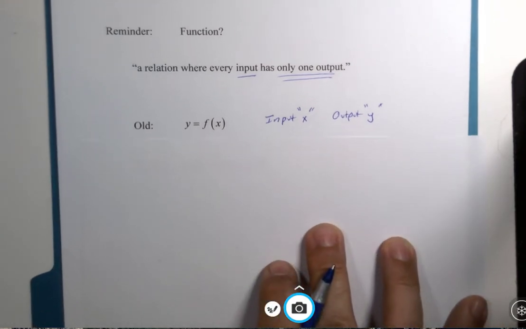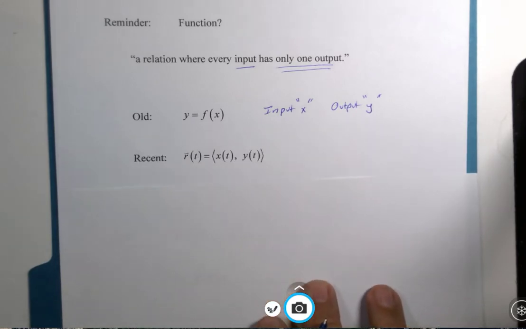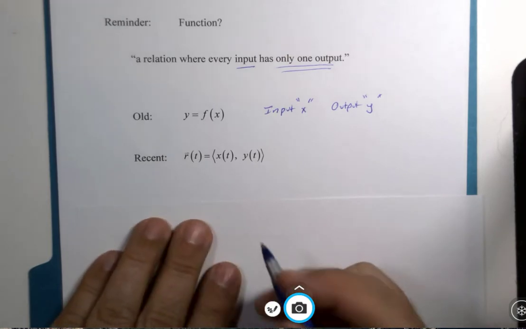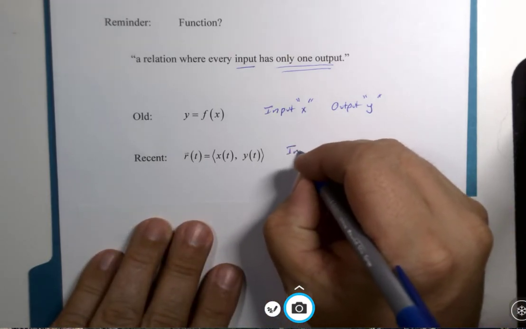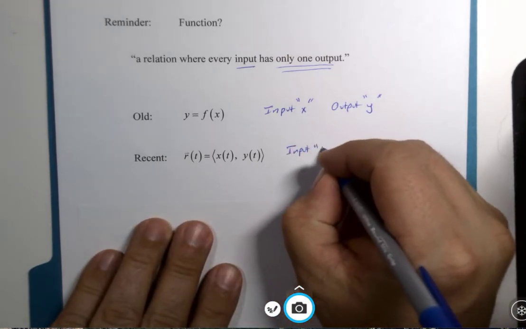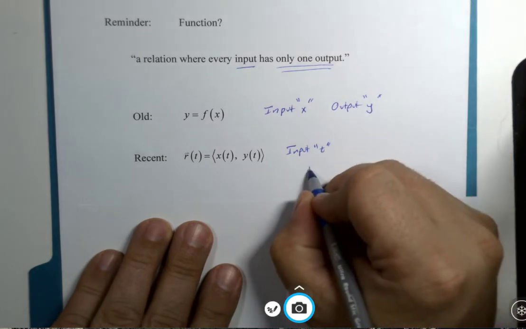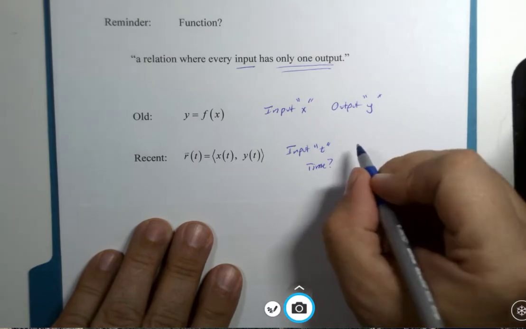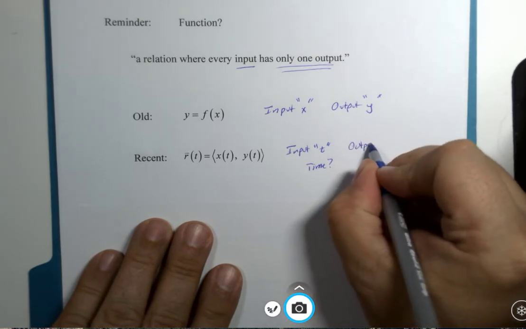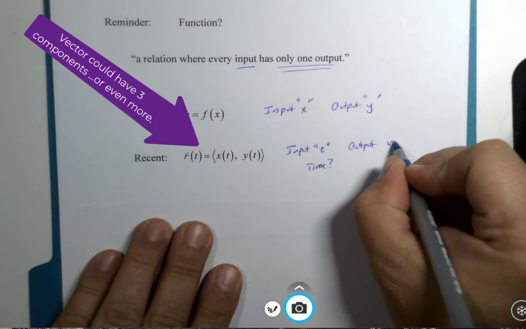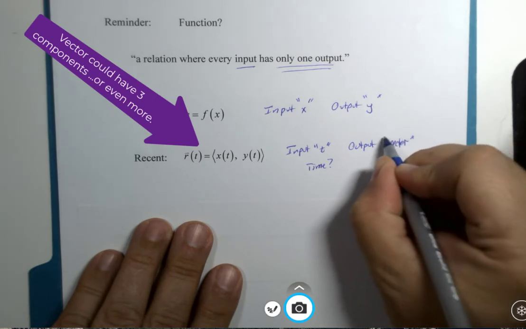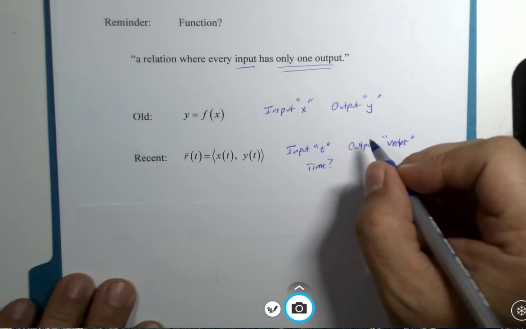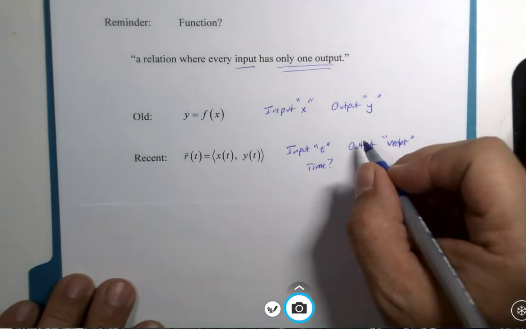Recently, we saw what was called a vector valued function. And what went into this function, the input, was t. You could think of t as time, but it doesn't have to be time. And then the output was a vector. Vectors give us direction and magnitude, and we looked at acceleration besides velocity.